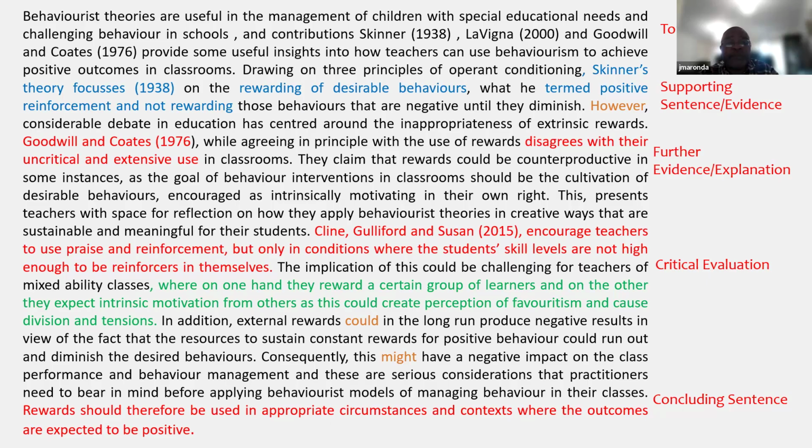You can see, however, there, where else, right? There's however, right? Therefore, you can see in the last sentence, yeah, so those are linking words. And also, I have included hedging language. In addition, external rewards could, we are not saying they definitely do that, they could. Consequently, this might. So that's a hedging language.